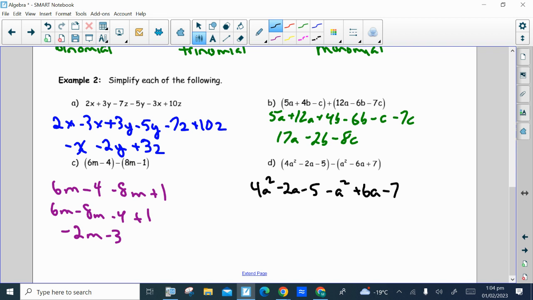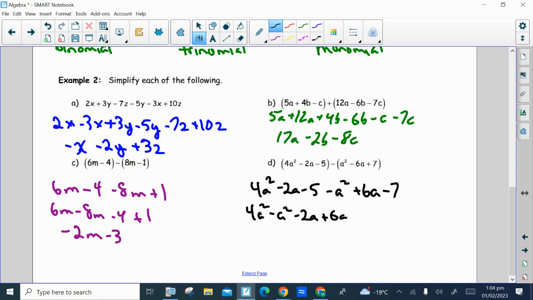Again, this is the same as what we learned about integers. Subtracting an integer is the same as adding the opposite. So we're taking the opposite in each case. I'll collect my like terms together. In this case, the a squareds are like terms.